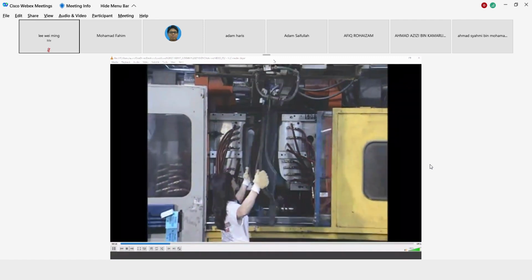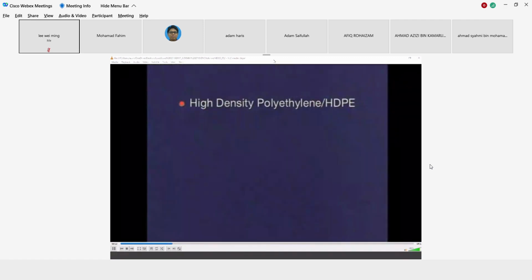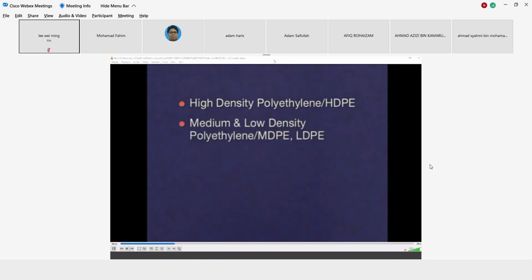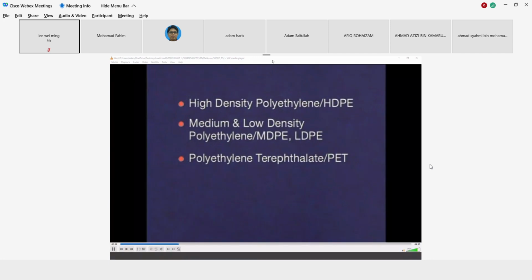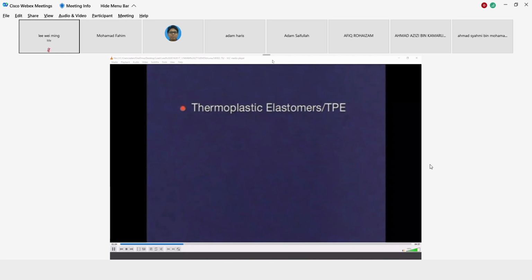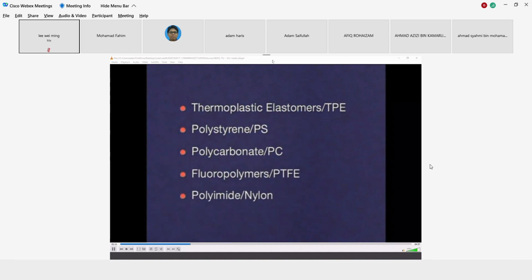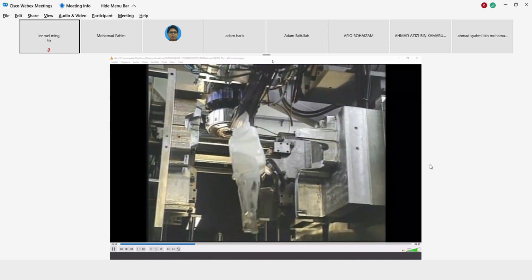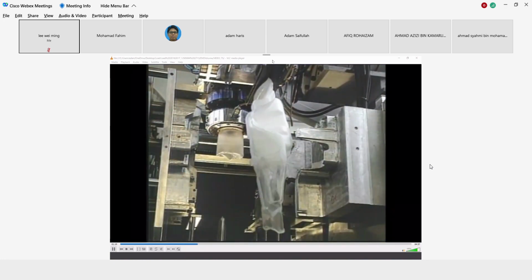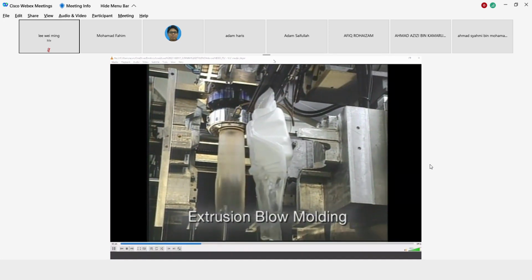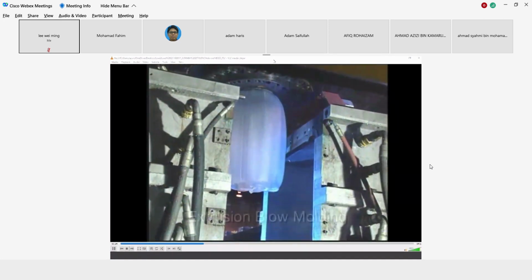Blow molded products are formed from thermoplastic resins such as high-density polyethylene, medium and low-density polyethylene, polyethylene terephthalate, polypropylene, polyvinyl chloride, thermoplastic elastomers, polystyrene, polycarbonate, fluoropolymers, polyimide, and many other materials. Most thermoplastic blow-molded products are produced via extrusion blow molding using high-density polyethylene or HDPE.